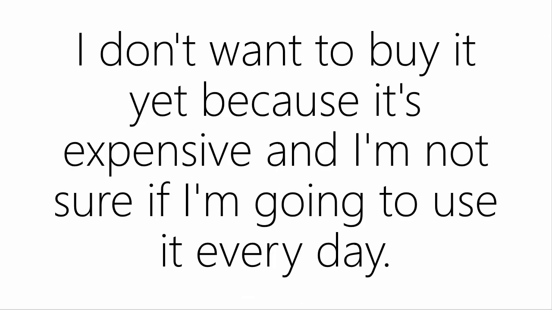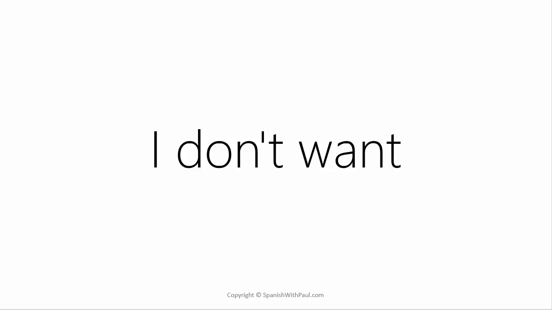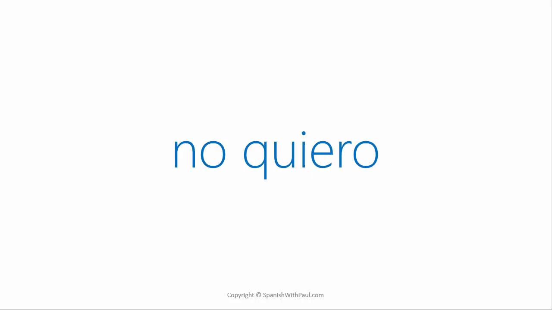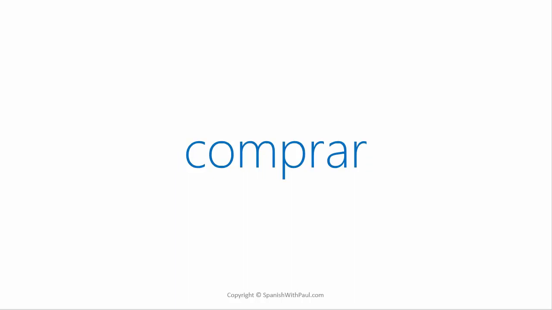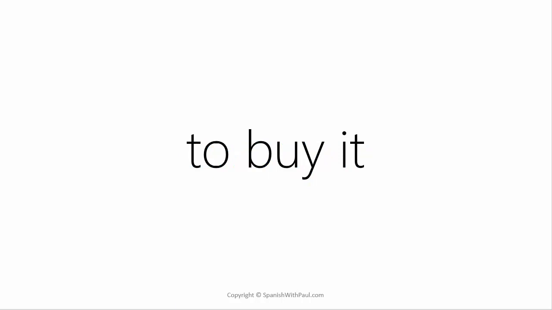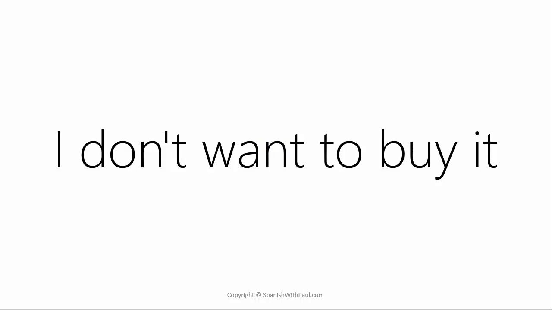Sentence number 2. I don't want to buy it yet because it's expensive and I'm not sure if I'm going to use it every day. First of all, how would you say I want? Quiero. I don't want. No quiero. What's the verb to buy? Comprar. And how would you say to buy it? Comprarlo. Now say, I don't want to buy it.